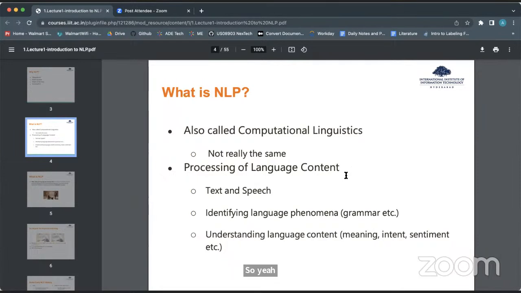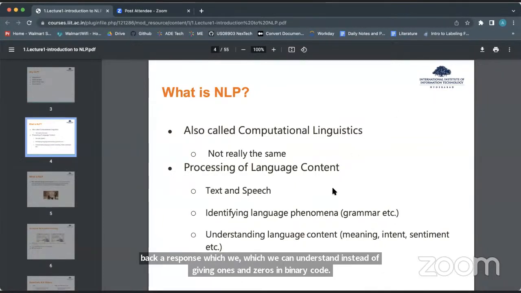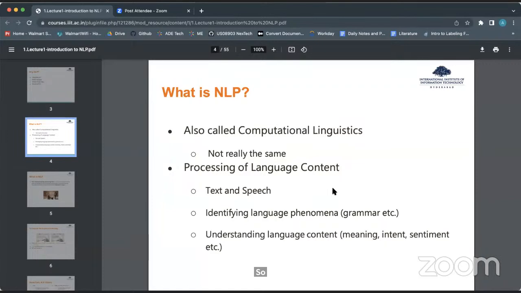So basically, processing of language content is what NLP applications do. They process the natural language and then tell it to the machine, and the machine will understand it, and then it will give us back a response which we can understand instead of giving ones and zeros in binary code. NLP consists of both text and speech, but we'll be dealing with mostly text here. I think speech has another session for it. It's about identifying language phenomena, grammar and morphology, and basically letting the machine understand. Let's go to the next slide.